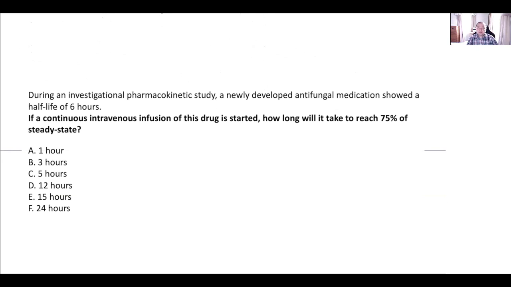During an investigational study, a new antifungal medication shows a half-life of 6 hours. How long does it take to reach 75% of steady state concentration? 2 half-lives, 2 times 6 will be 12 hours.